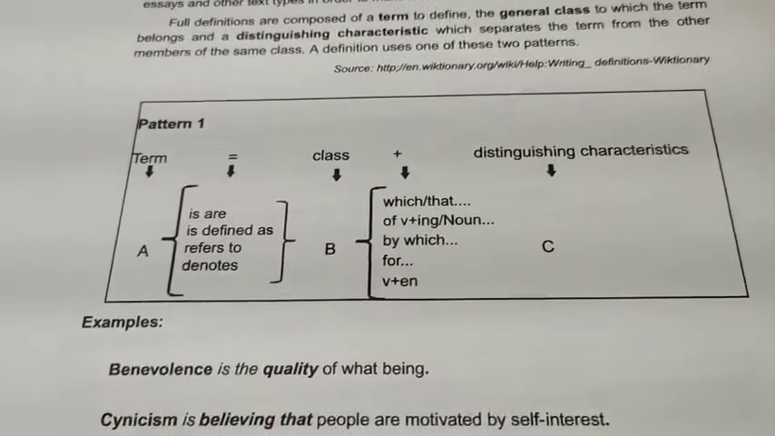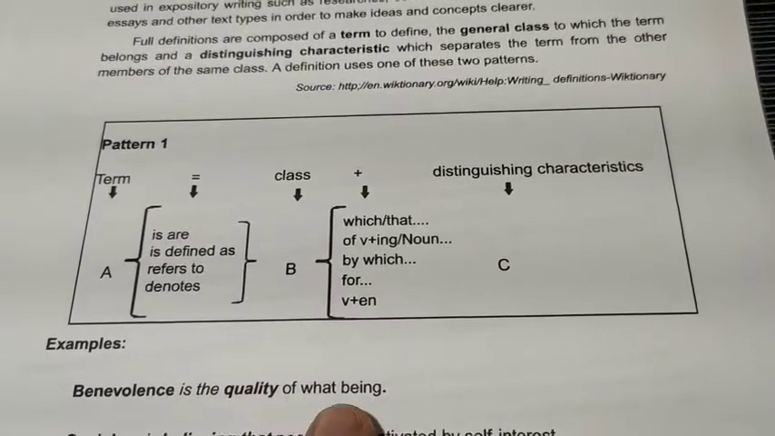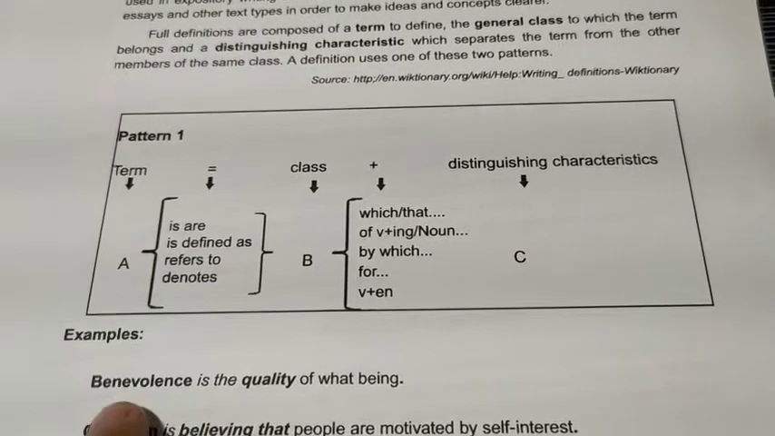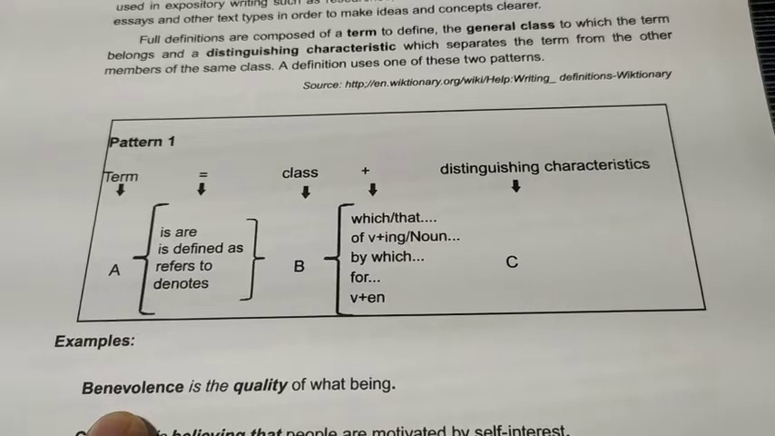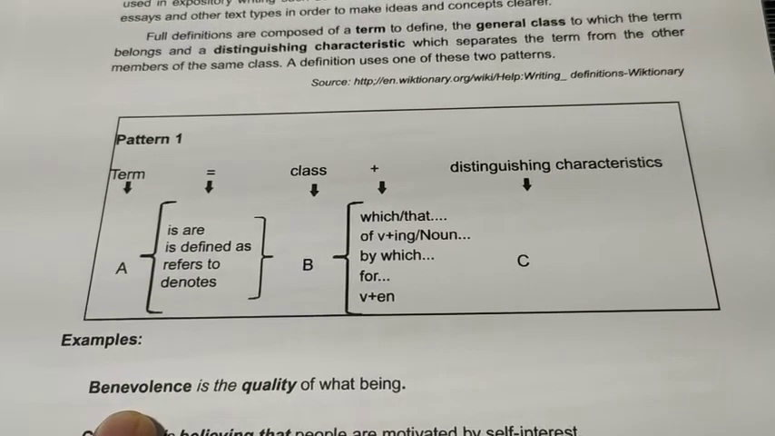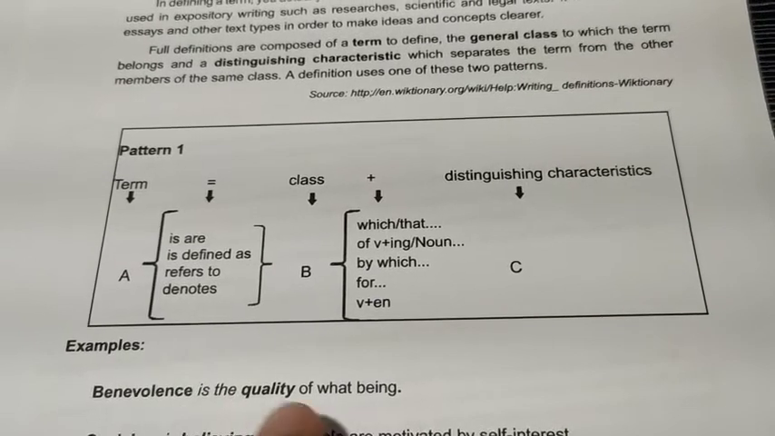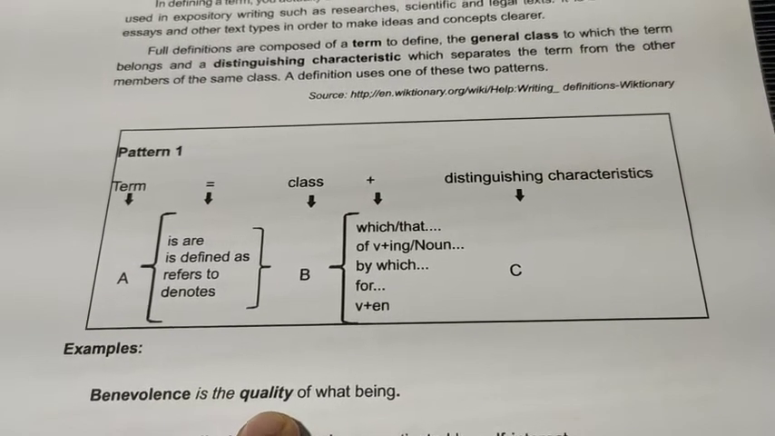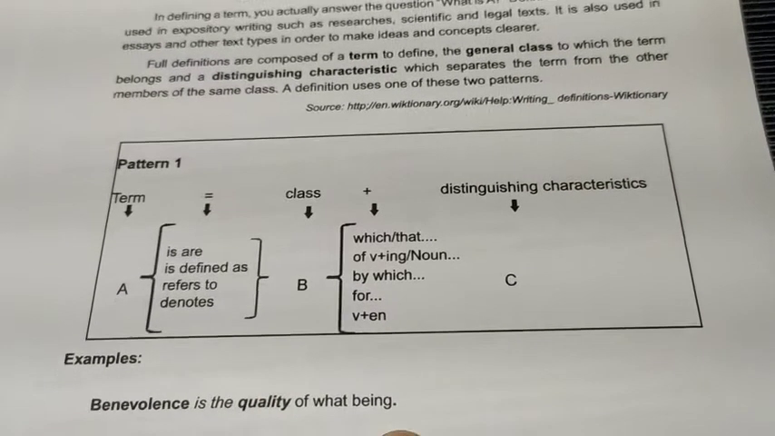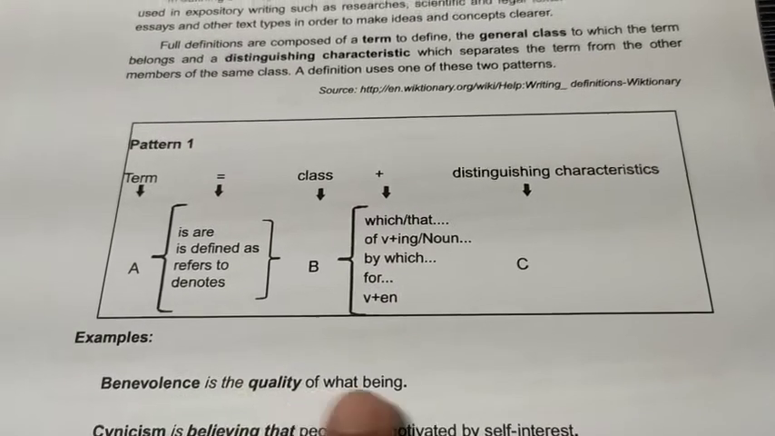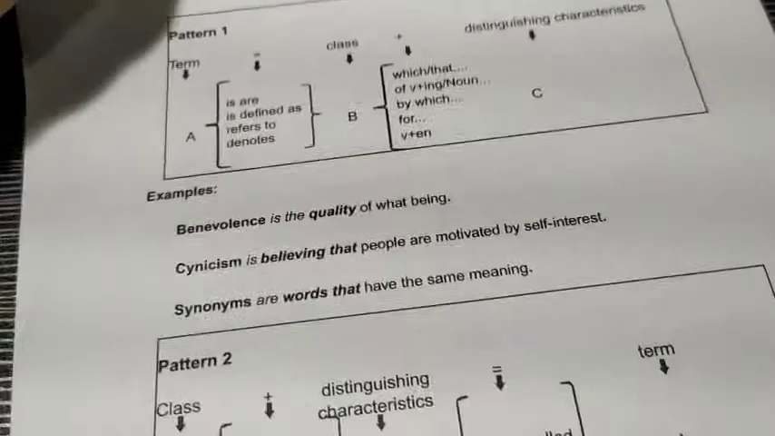Example, benevolence is the quality of being. So we have here benevolence, the main term that we want to define. What is benevolence? It is a class, or it is one of the qualities. Then qualities of what? Of being. So benevolence is the quality of what? Being.